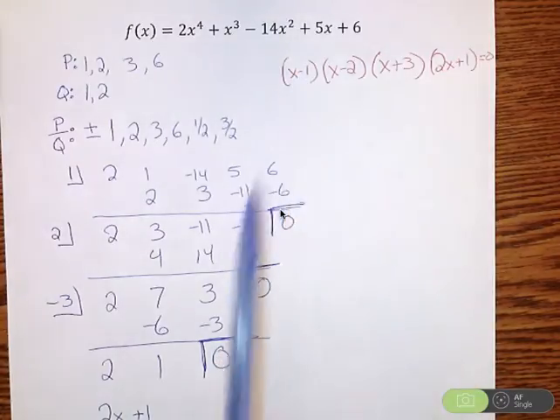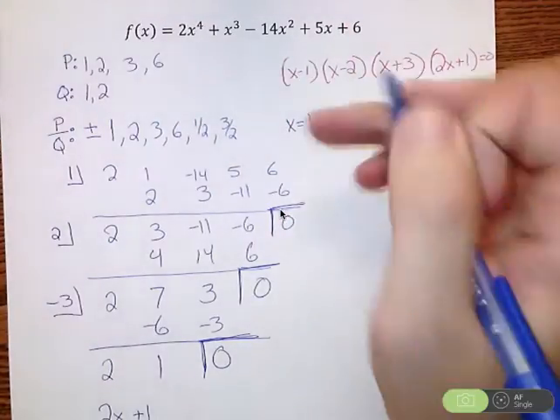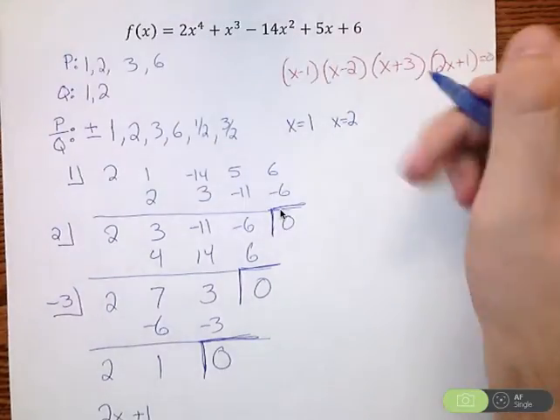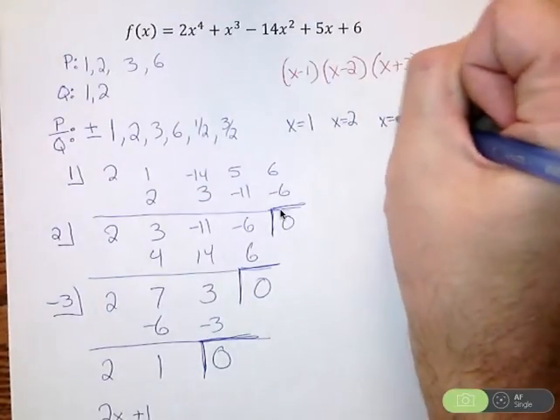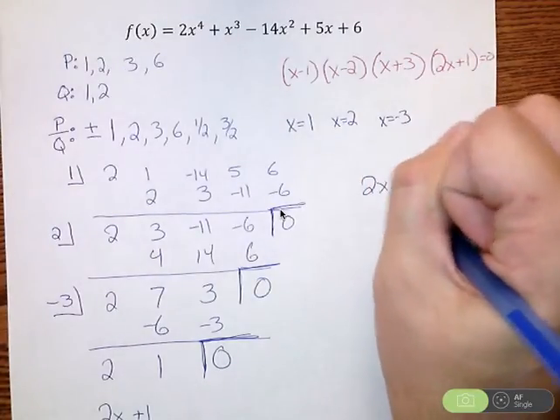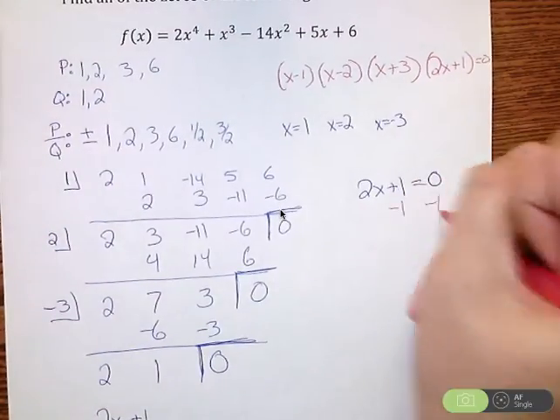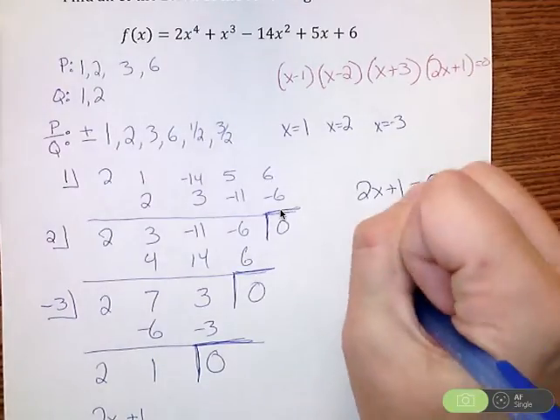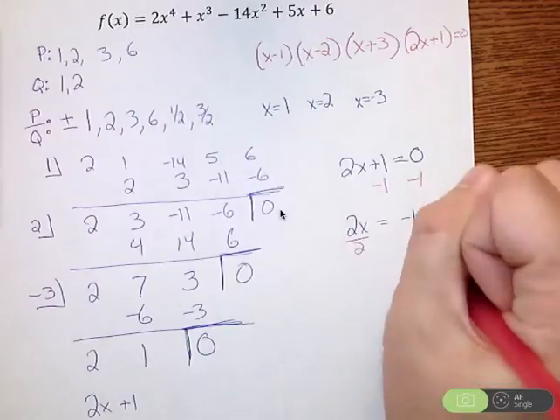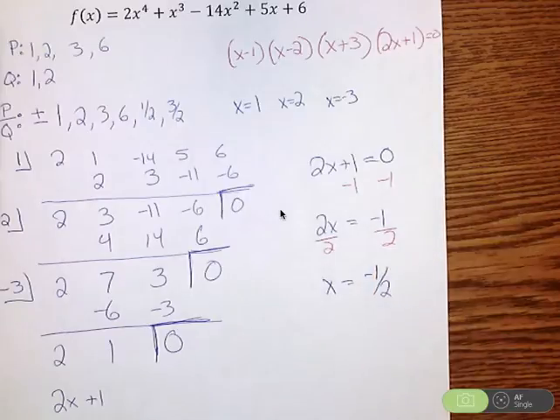When I have x minus 1, I'm going to get x equals 1 as my answer. When I have x minus 2, I'm going to get x equals 2 as my other 0. When I have x plus 3, I'm going to get x equals -3 as my 0. And then 2x plus 1, that was a little bit harder to see. When you have 2x plus 1, set that equal to 0. What you're going to do when you solve is subtract the 1, so you're left with 2x equals -1. Divide by 2, and we get x equals -1/2.